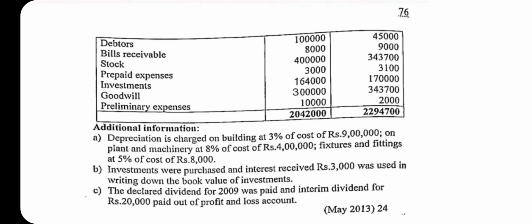Depreciation is charged on buildings at 3% of cost of rupees 9 lakh, on plant and machinery at 8% of cost of rupees 4 lakh, fixtures and fittings at 5% of cost of rupees 8,000. Next adjustment, investments were purchased and interest received rupees 3,000 was used in writing down the value of investments. The declared dividend for 2009 was paid and interim dividend of rupees 20,000 was paid out of profit and loss account.